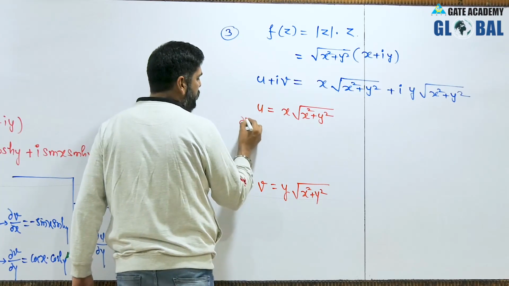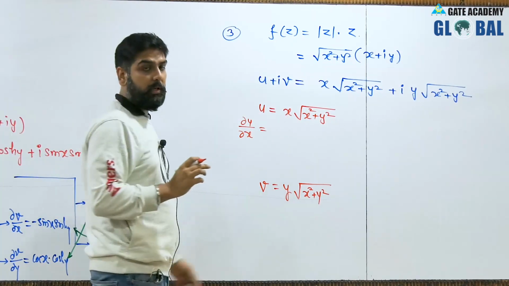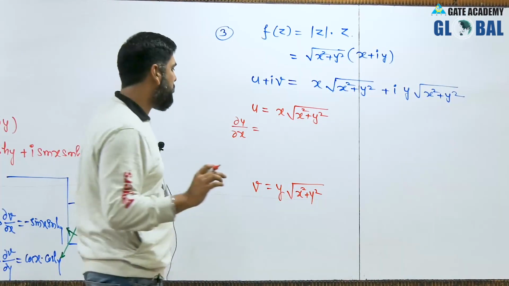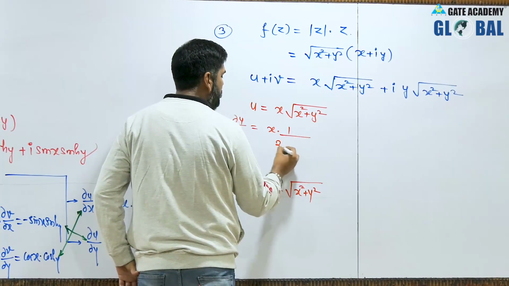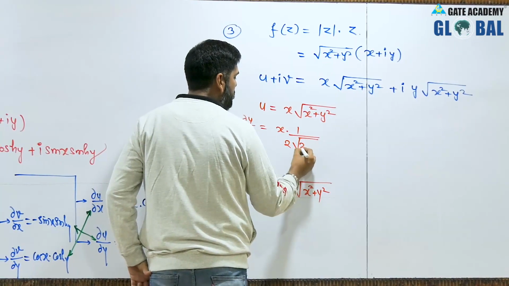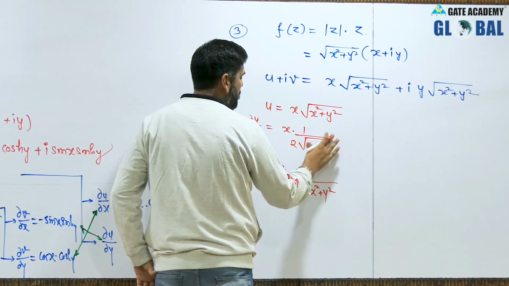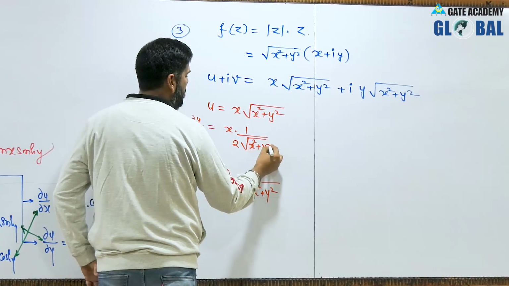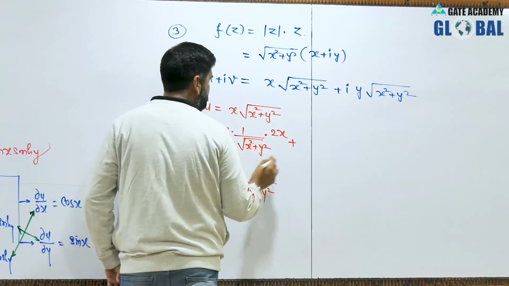So let us have del u by del x. So del u by del x is nothing but, okay, here you can have the first function and second function's differentiation. So it is nothing but the product rule. I am having first function, and the differentiation of second function is nothing but 1 upon 2 root over x square plus y square, because it is under root term, and also the differentiation of x square is nothing but 2x.